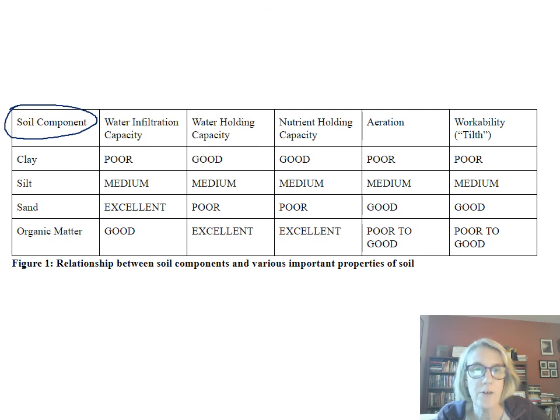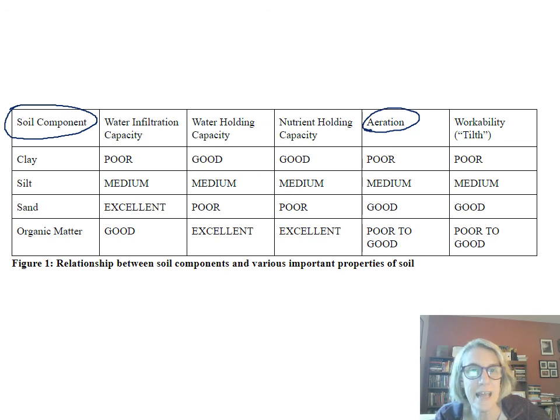So if you have a lot of clay, you're going to have poor water infiltration, good water holding capacity, good nutrient capacity, poor aeration. All right, so the soil is going to become more compact, and so those roots aren't going to have enough oxygen maybe. And the workability of it is going to be poor. Think of trying to plant plants in clay, all right?